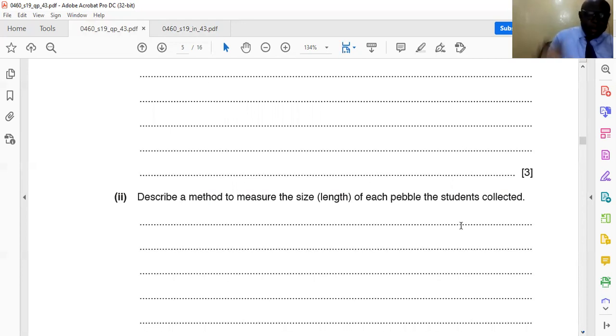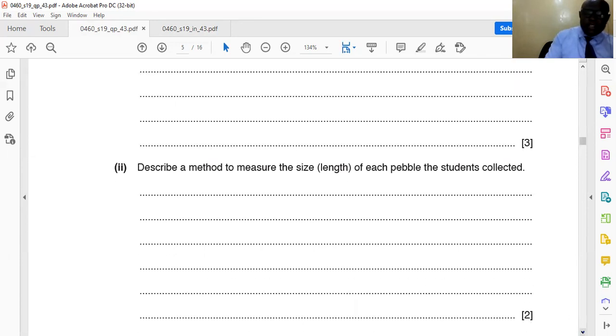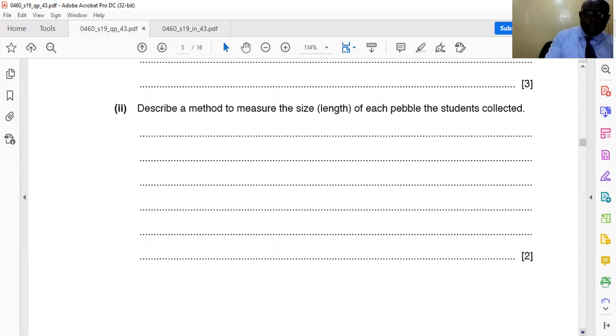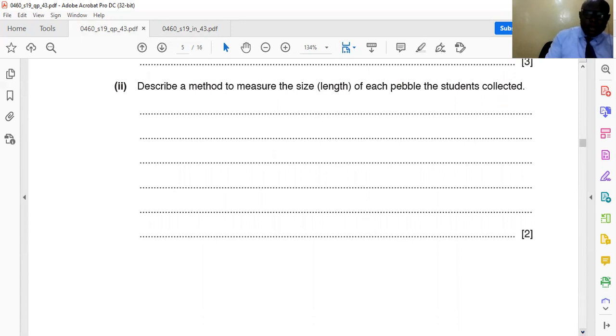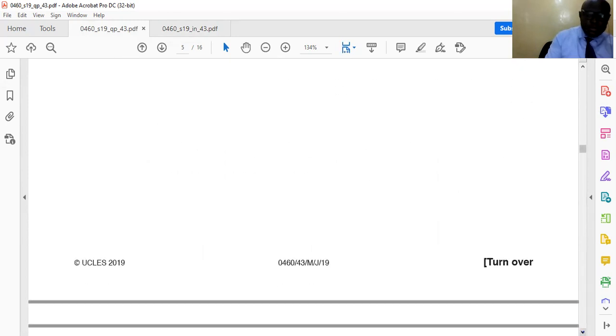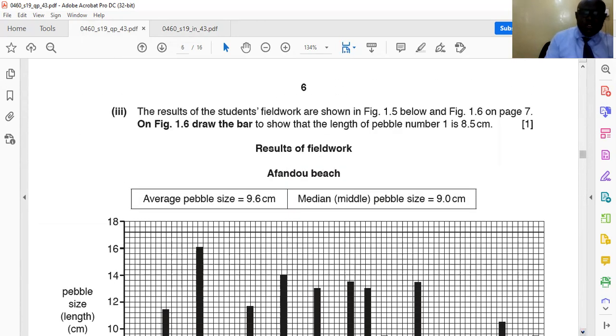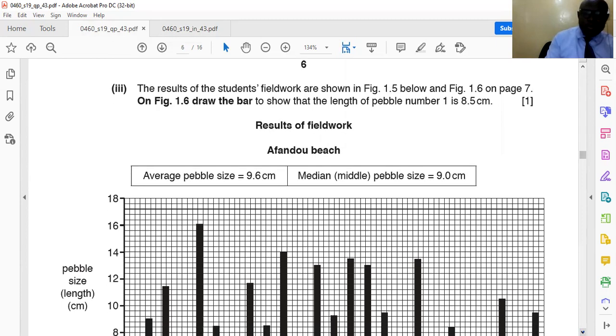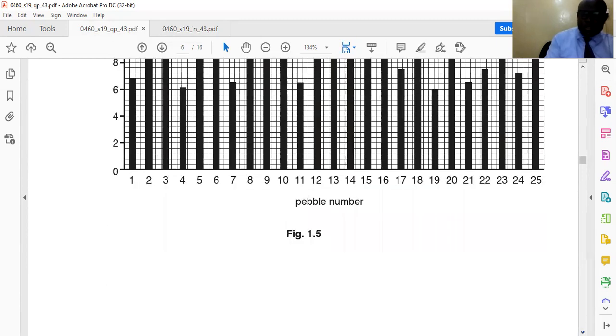So a vernier caliper is used to clip each pebble and you record the width, or a pebblemeter. Or alternatively, you can use a ruler. You can use a ruler to do it. So the results of the students' fieldwork are shown in table 1.2, table 1.5 and 1.6, page 7 of figure 8.